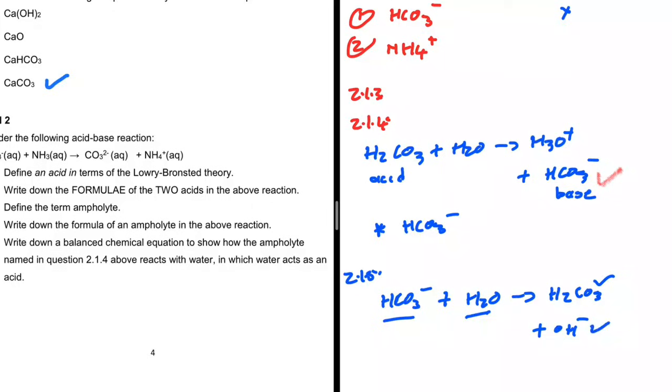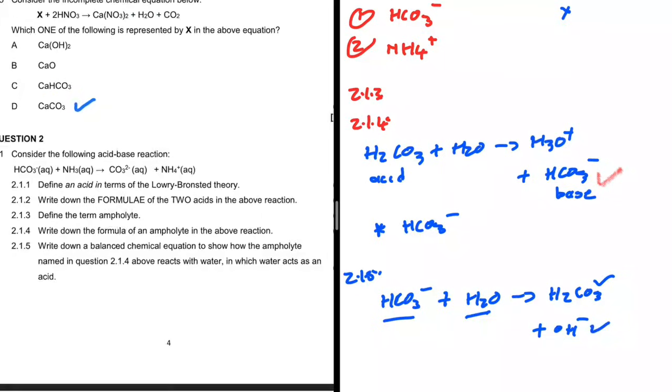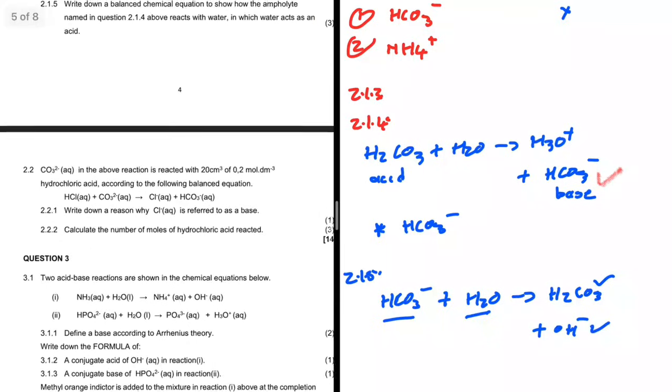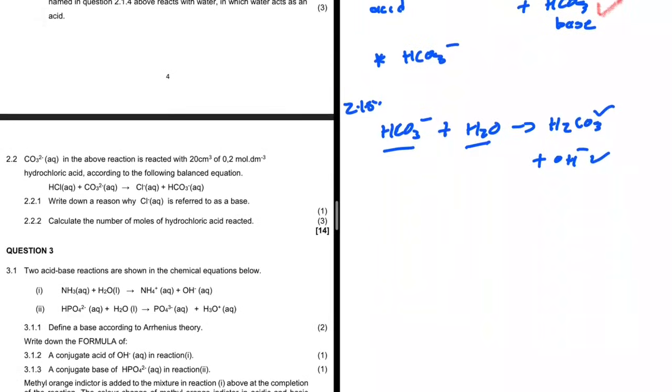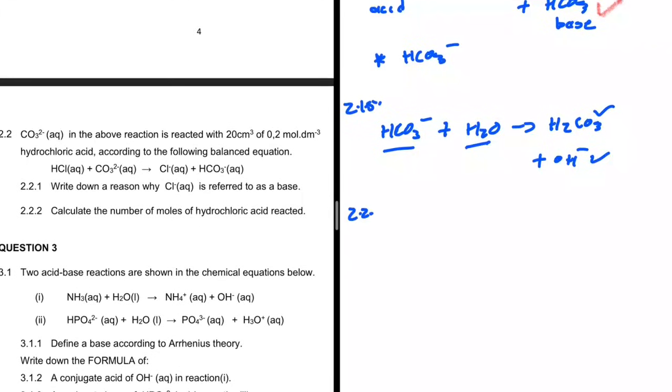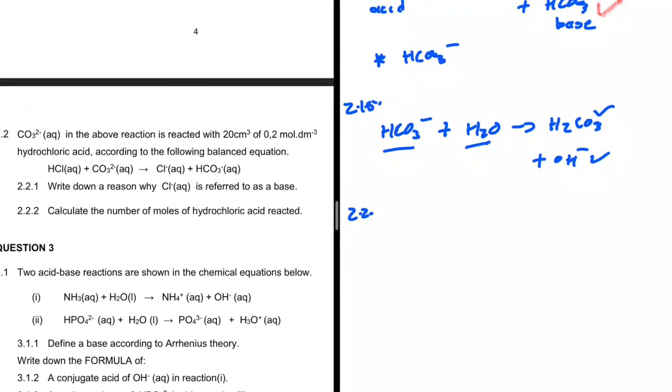So that is the answer to 2.1.5. Okay, let's move to 2.2 and hear the stories. So in 2.2, CO3 to the 2 minus in the above reaction is reacted with 20 centimeter cube of 0.2 mole per decimeter cube of hydrochloric acid, according to the following balanced equation.